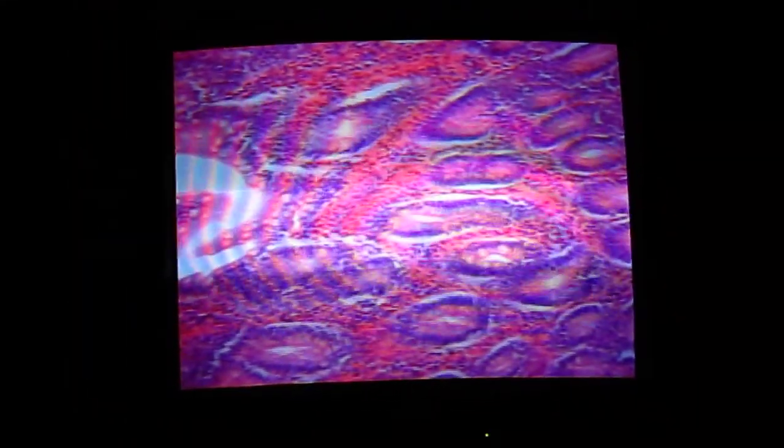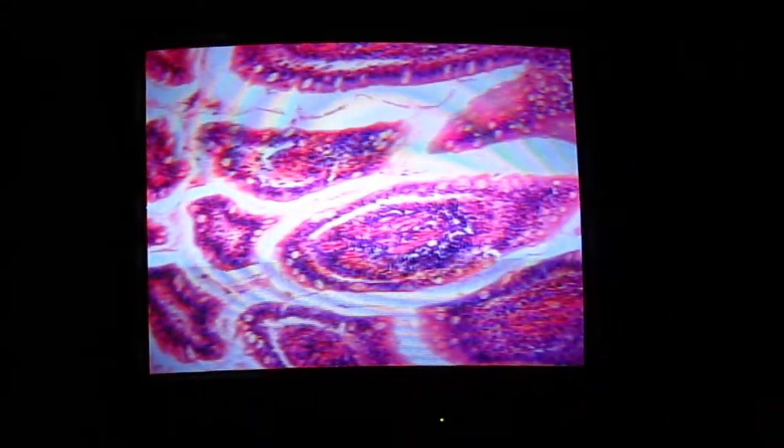Now we're going to go to the jejunum, which is the second part of the small intestine. And here you can see the goblet cells. These are all goblet cells here, secreting mucus. Simple columnar.